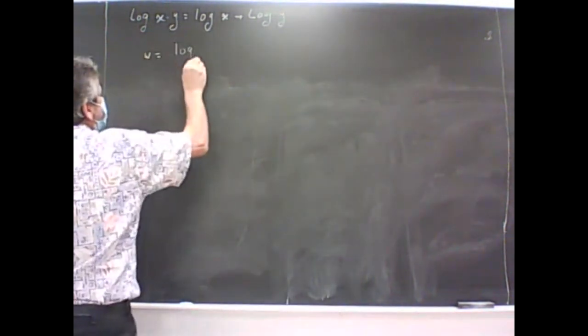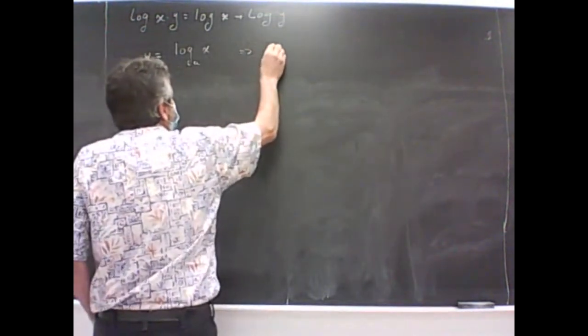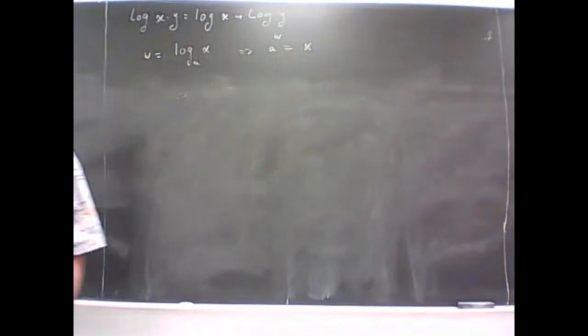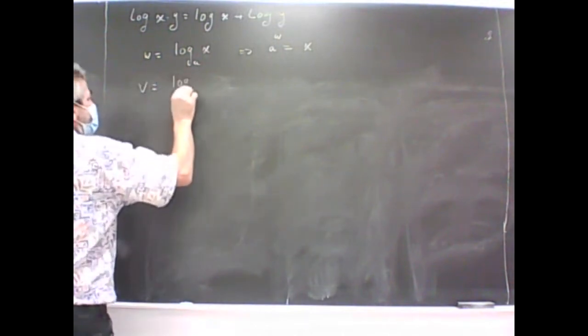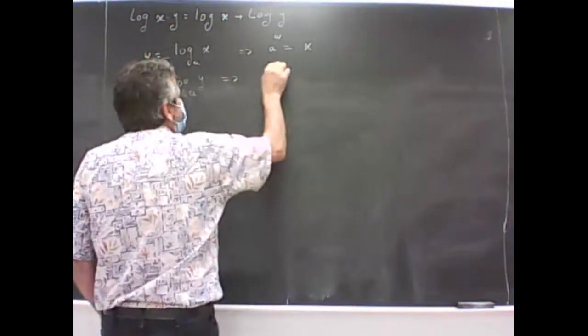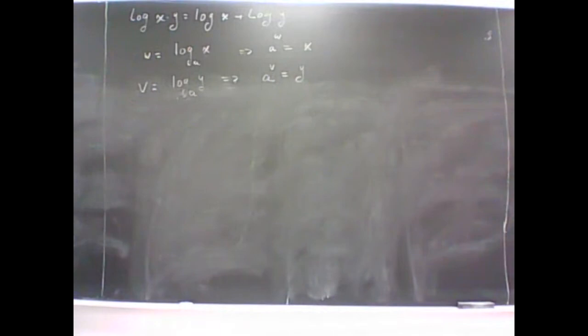Let's say, for instance, we start with w equal log base a of x. And this means a to the power w equals x. This is one of the properties we talked about last time. And let's say v equal log base a of y. This also means that a to the power of v equals y. So far so good.